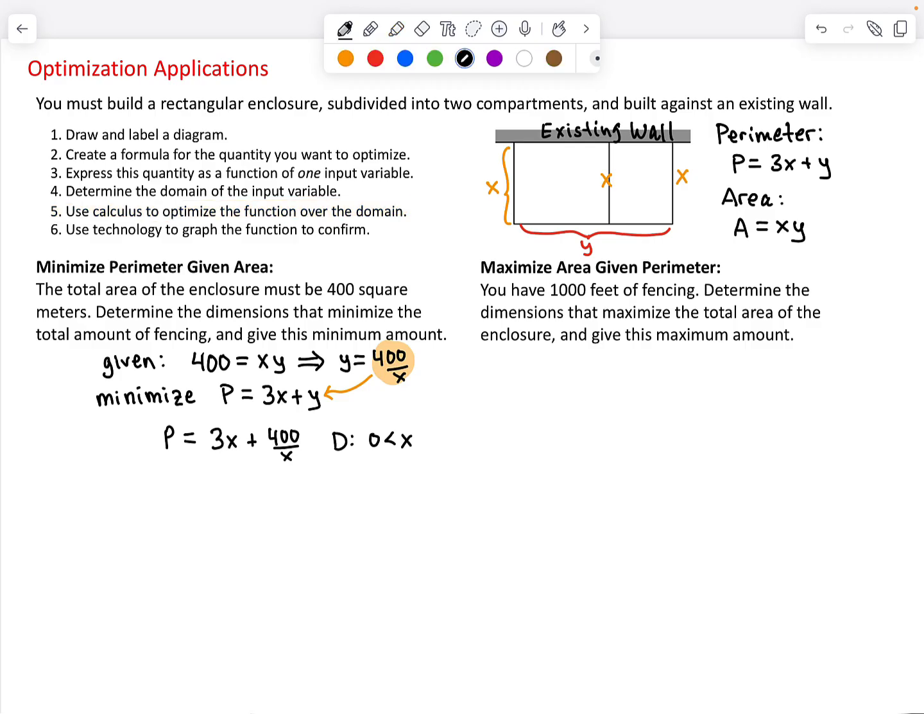So begin by finding a derivative. The first derivative is 3. This term is 400 times x to the minus 1. Use the power rule, we get negative 400 x to the minus 2. So minus 400 over x squared.